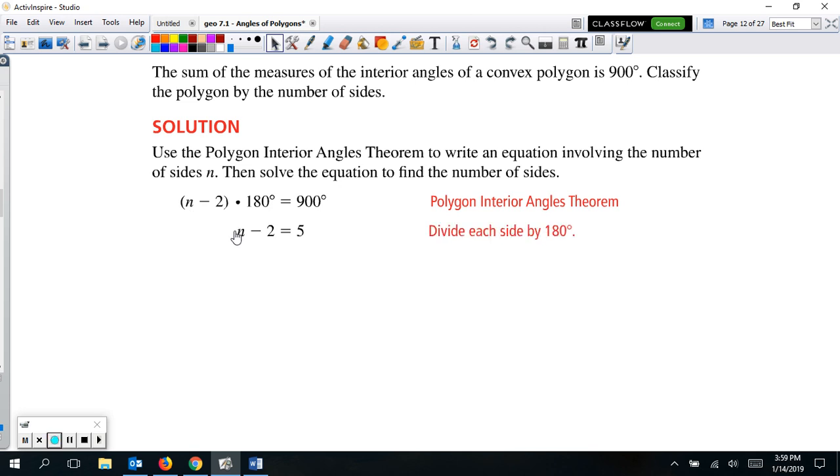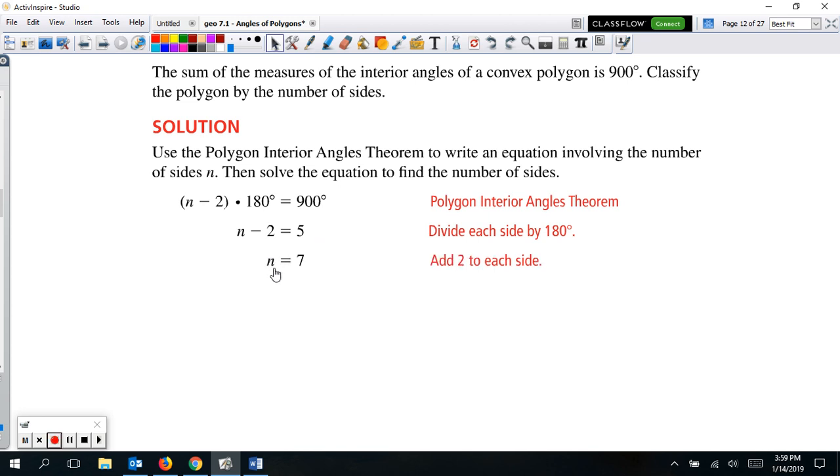We could divide both sides by 180 to get the n minus 2 by itself. Now you might have thought, I'm going to distribute that 180 in. You could do it that way, but it might be simpler to divide both sides by 180 at this point. And that would give you 900 divided by 180 is 5. And now you just add 2 to both sides, giving you 7.